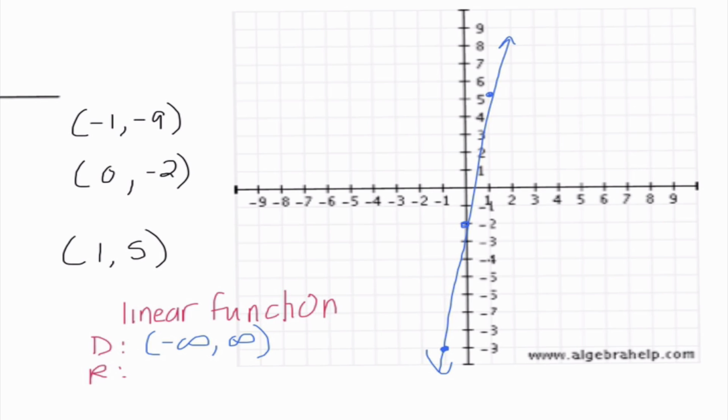Okay, we know range are the y values, so I'm going to look down, and it starts all the way down at -infinity, and it goes all the way up to +infinity. So I'm going to write -infinity to infinity once again.